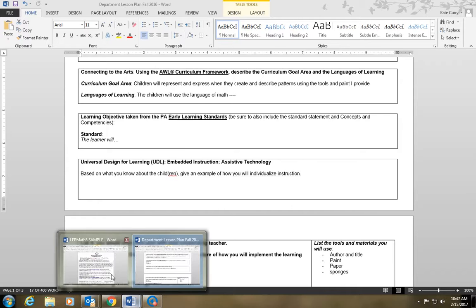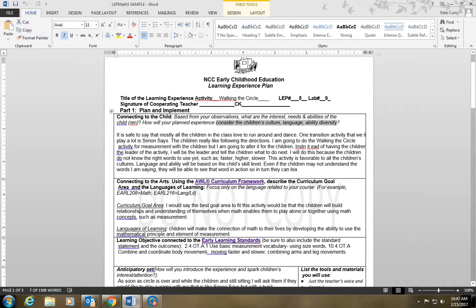But as far as the example, you'll see here the curriculum goal area. And here the goal area that was focused on is number 4, okay? Build understanding relationship of themselves. The language of learning is connection to math in their own life. And look, measurement is the focus.